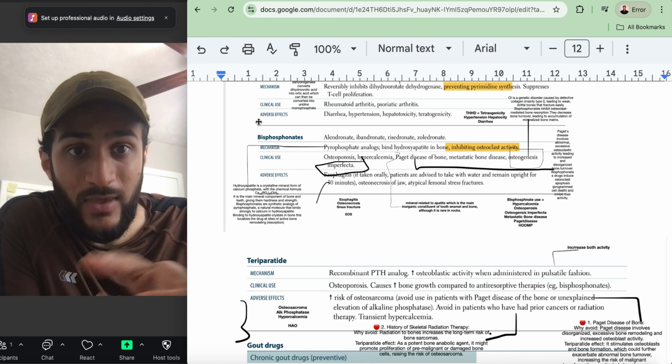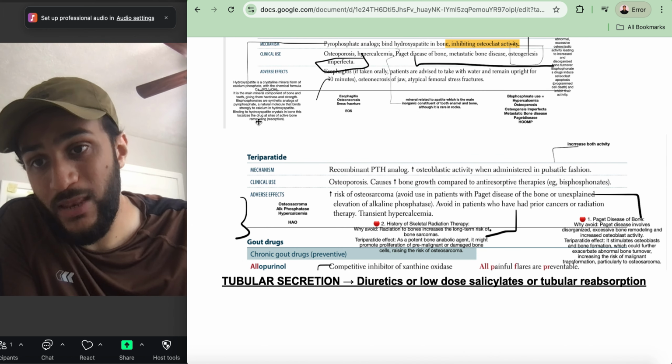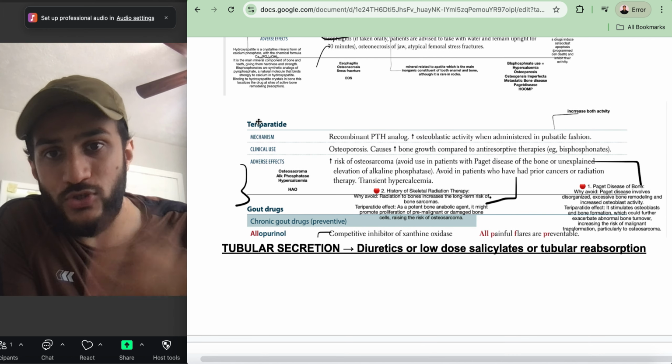And we can see metastatic bone disease. We can see over here that it can cause esophagitis, which is the main one. We don't need to learn avascular necrosis of the jaw. That's not an important one.